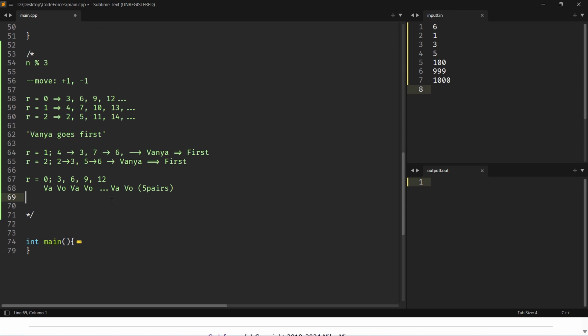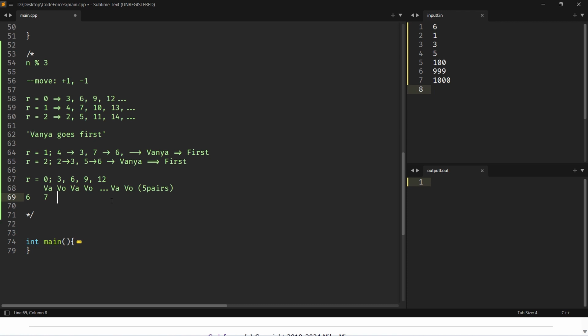So initially, let's just take the number to be 6, divisible by 3. So Vanya doesn't have much option. He has to increment it or decrement it. Let's say he decides to increment it to 7, in hope that if Vova decides to make it 8, then he can increment it to 9 and win, right? But that's not how Vova is going to play. He will try his best that Vanya loses.